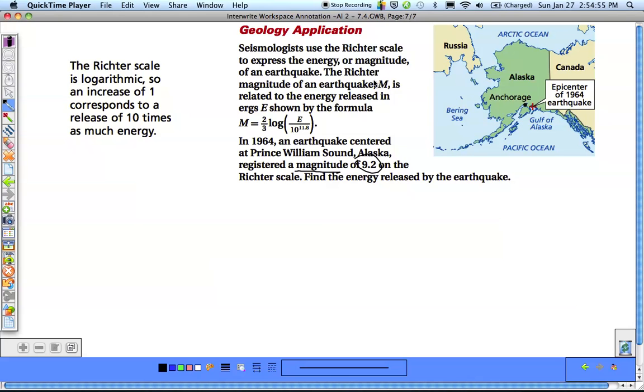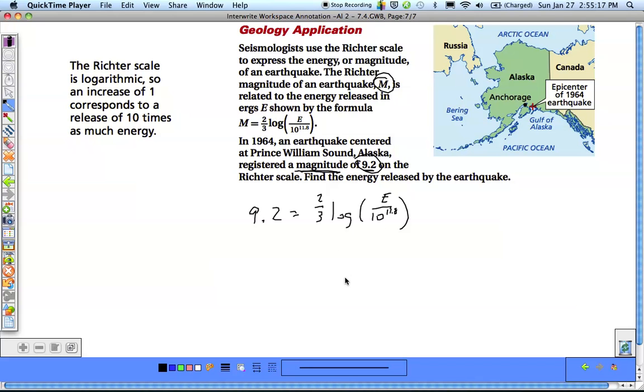So it said the magnitude is M. There's our magnitude of 9.2. All we need to do is fill in that 9.2. So 9.2 equals 2/3 log of E over 10 to the 11.8. It's asking us to find the energy, which would be the E, the ergs. We're trying to find E.